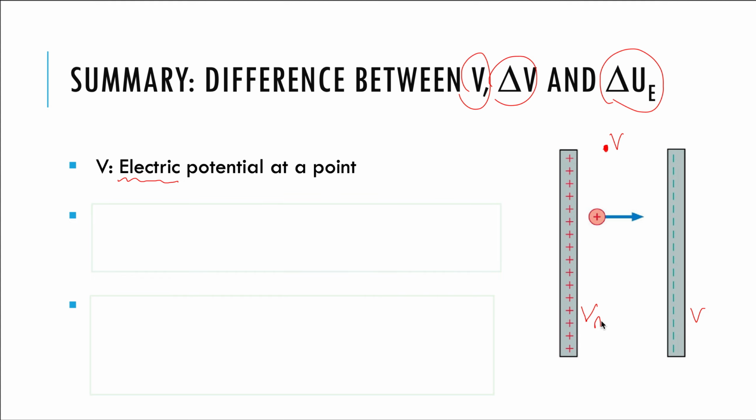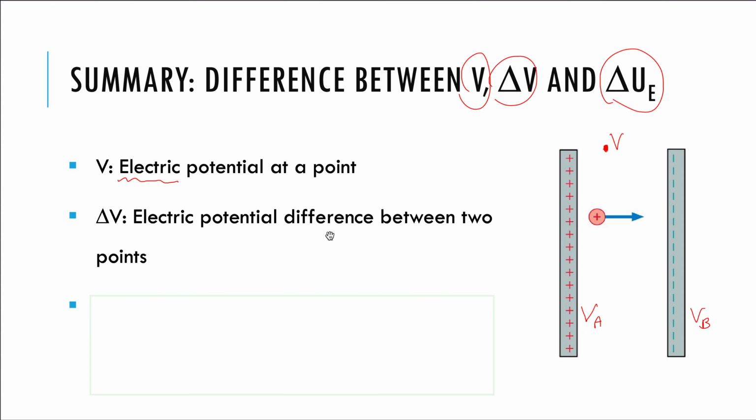Okay, so the next term is potential difference, and that just means the difference in potential between two points. So if you know the potential at one point and the potential at another point, then you can find the potential difference between those two points. Again, you don't need any charge there. And this electric potential difference is often just called voltage.